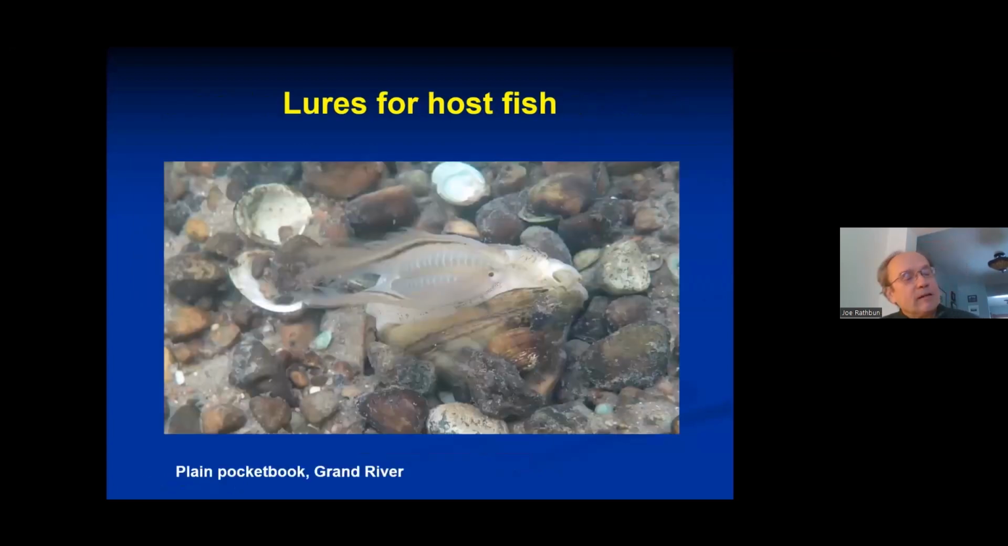And some mussels have developed lures to lure in their host fish. This is a still picture from the Grand River I took a few weeks ago. Right in the center are the swollen gill filaments on this pocketbook mussel. And the lure, which I'll show you a moving picture of in just a second, you see there's a little eye spot there towards the right and what looks like a lateral line and fins trailing off to the left.